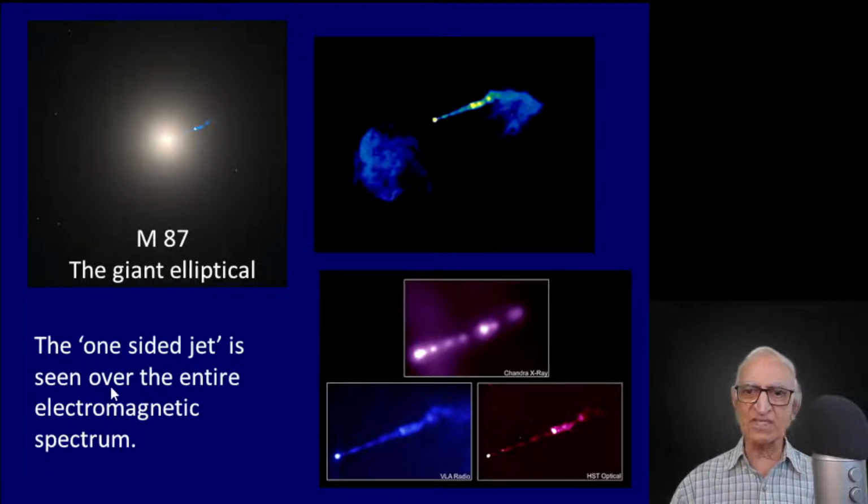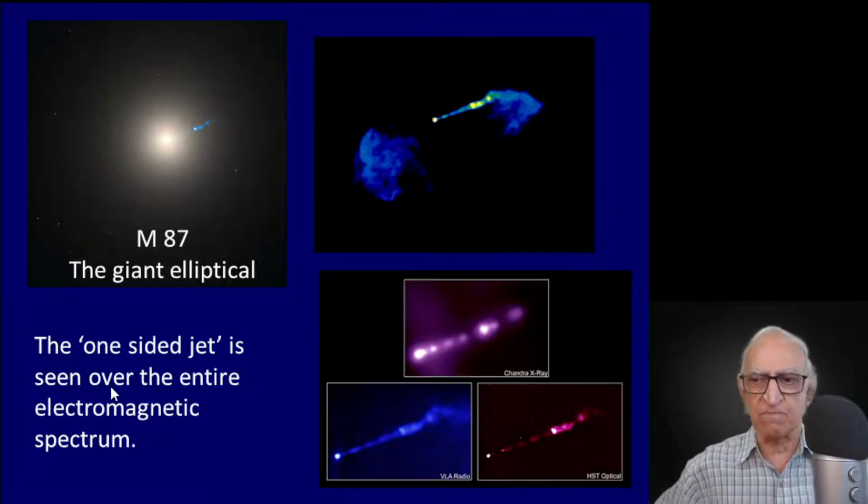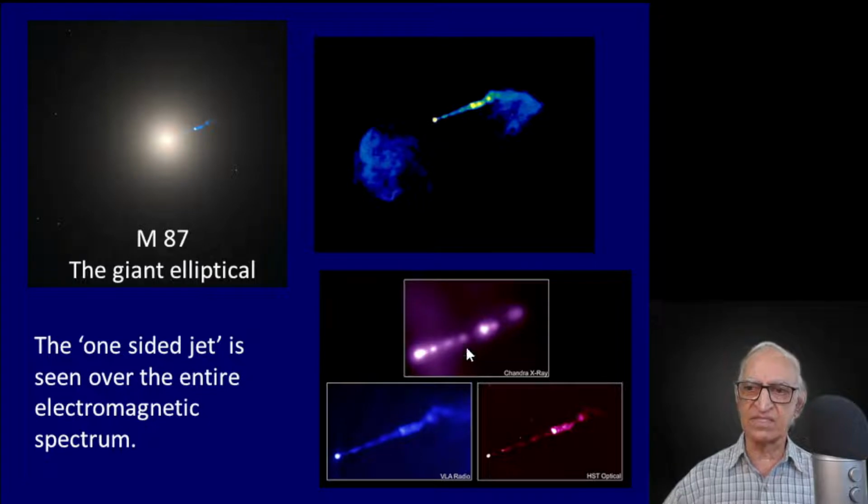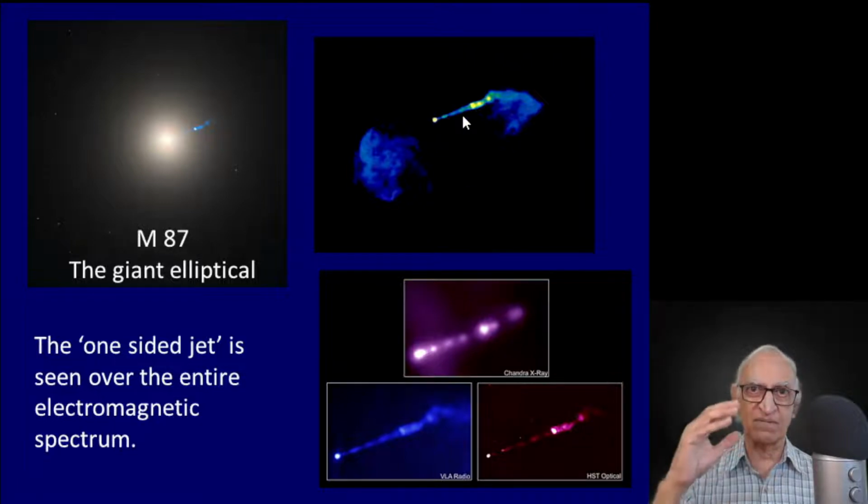Now, this one-sided jet is seen over the entire electromagnetic spectrum. This is the X-ray jet with the Chandra Observatory, and you see the jet consists of blobs which are being ejected by the central object. This is a radio jet, and this is the jet seen in visible wavelengths by the Hubble Space Telescope. So this jet is seen over the entire electromagnetic spectrum, and it's a one-sided jet.